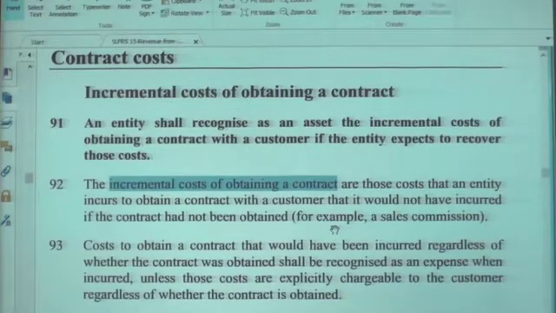Incremental costs of a contract are those costs that an entity incurs to obtain a contract with a customer that it would not have incurred if the contract had not been obtained. Got it? For example, a sales commission in Sri Lanka is a sales commission, but in a foreign country it is a 10%, 20% bribe. Sometimes you have to give bribes to win the bid. Costs to obtain a contract that would have been incurred regardless of whether the contract was obtained shall be recognized as an expense when incurred, unless those costs are explicitly chargeable to the customer.